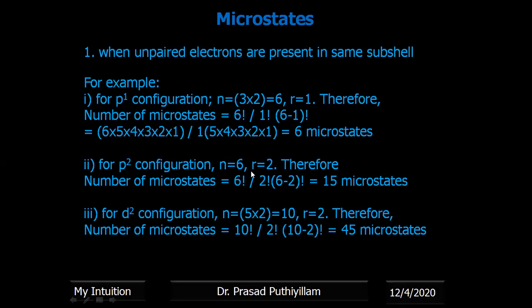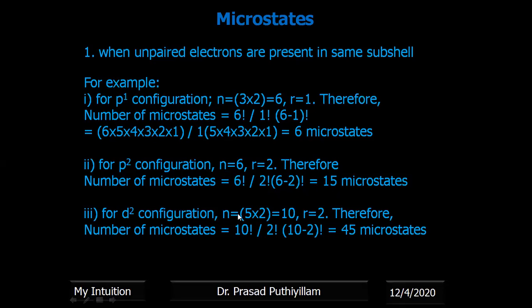For the P2 configuration, n is equal to 6, 3 into 2, and r is equal to 2, because 2 electrons are given. The 2 electrons will be unpaired, like px and py, or px and pz, or py and pz. Only 2 is the possibility, so we can say that r is equal to 2. Therefore, the number of microstates will be 6 factorial divided by 2 factorial multiplied by 6 minus 2 factorial. That will be 15 microstates, or 15 ways we can arrange the electrons.